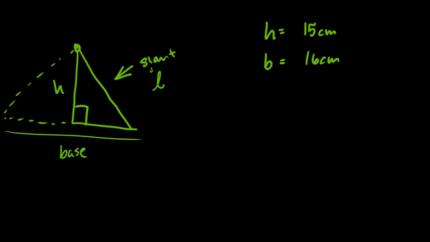And in order to figure that out, I need to use the Pythagorean theorem, a squared plus b squared equals c squared. Keep in mind that the c is the hypotenuse, and that is the slant height that we were trying to find.